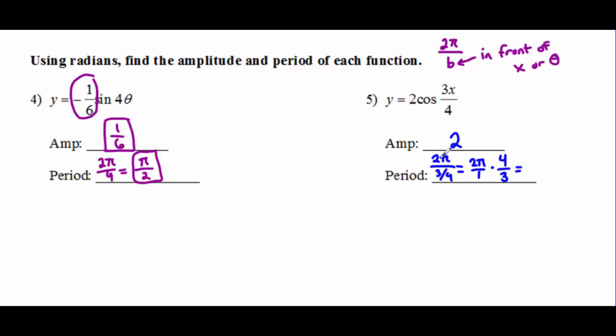So back in 6th or 7th grade or whenever it was that you learned how to divide fractions, we left the top alone. I just made it a fraction here, 2 pi over 1, and then we multiply by the bottom number flipped over. So now that I'm multiplying, I just multiply across the top and get 8 pi, multiply across the bottom and get 3. So the period of my function is 8 pi over 3.